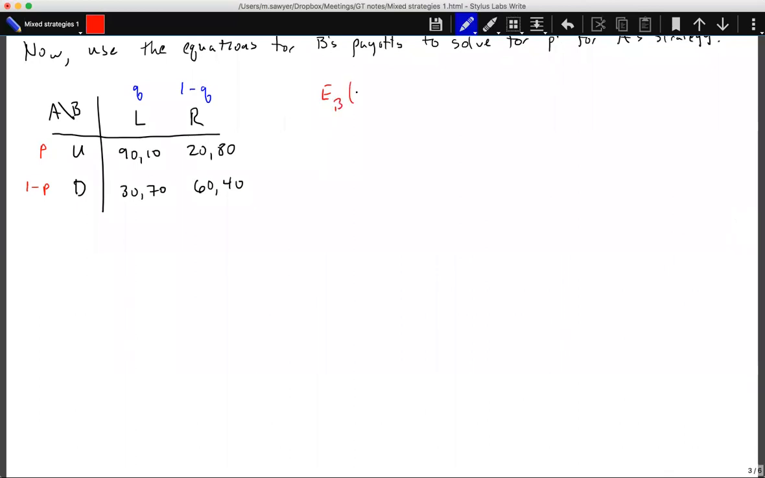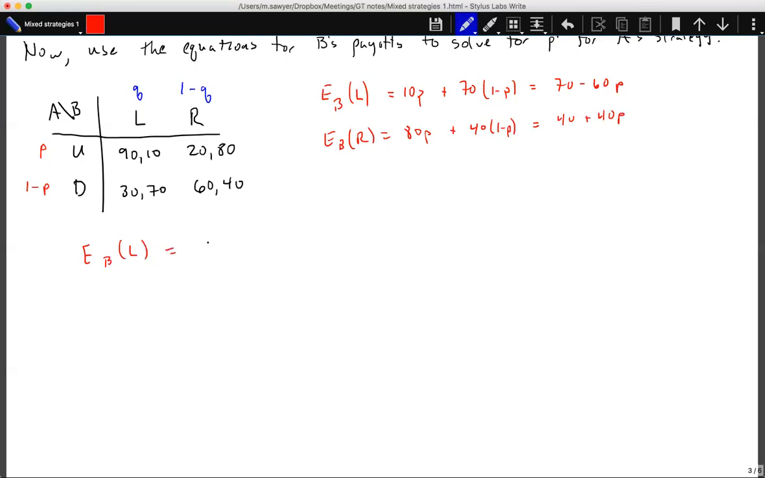B playing left is equal to 10P plus 70 times 1 minus P, which is equal to 70 minus 60P. The expected value for B playing right is equal to 80P plus 40 times 1 minus P, which is equal to 40 plus 40P. We set these two values equal to each other, E sub B, the expected value of B sub L. This is 70 minus 60P equals 40 plus 40P, which is equal to the expected value of B playing right.